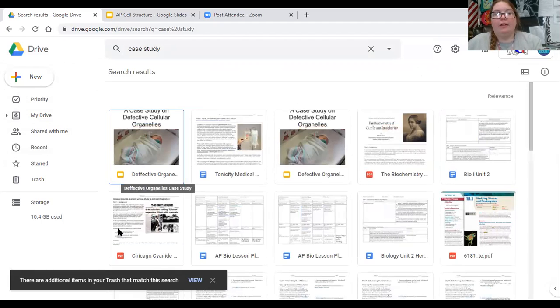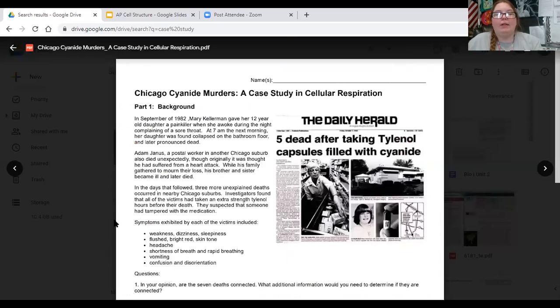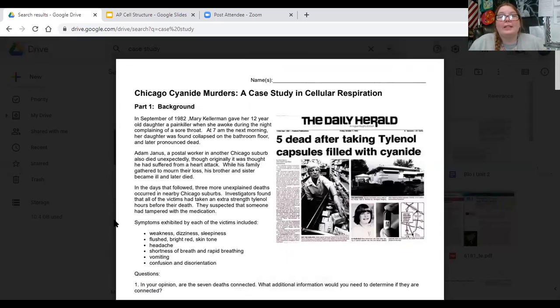There we go. So because it is almost Halloween, we are going to be talking about a real life case study where something went wrong with an organelle, all right? This is a true story, like a whole bunch of people died when Tylenol was laced with cyanide. So we're going to be talking about this a little bit. It's kind of a precursor to what's going on tomorrow when we talk about energy organelles.